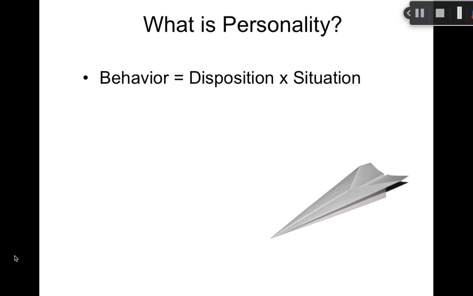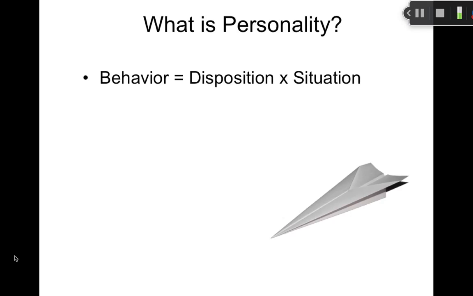So disposition is what you bring to a situation, that is traits and attributes and moods and so forth, that in some cases don't vary a whole lot across time and across places. The situation really is just that. It's the power of the environment, the power of the situation, to influence how we think, feel, and behave.